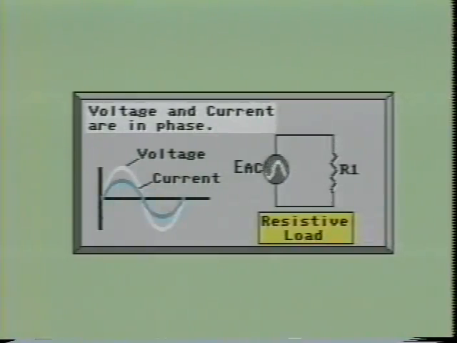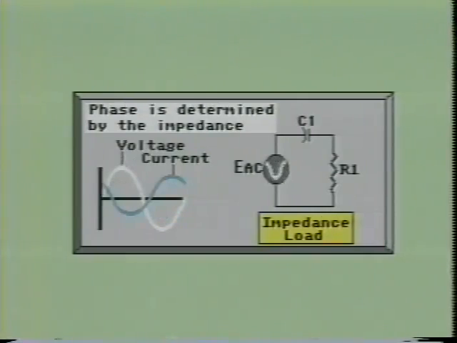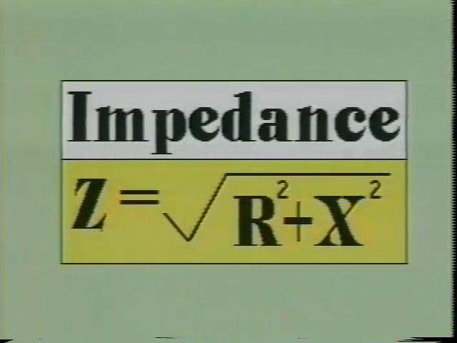We have already seen the phase relationship of the voltage and current in an AC circuit which contains only resistance. The current and voltage were in phase. If the circuit contains a combination of resistance, capacitance, and/or inductance, a wide variety of phase relationships may result. The amount of phase difference will be determined by the amount of reactance and resistance in the circuit. This is also called the circuit's impedance.